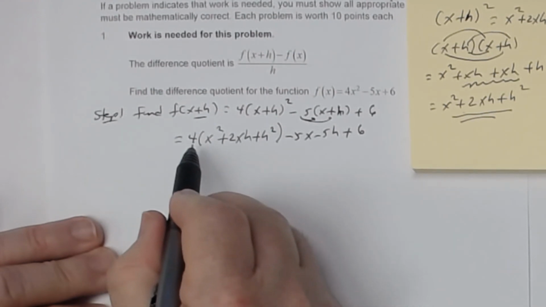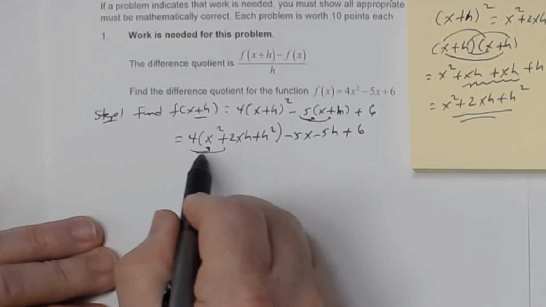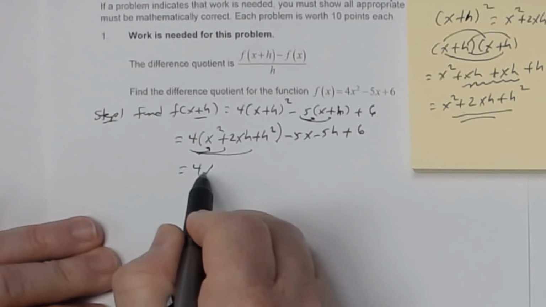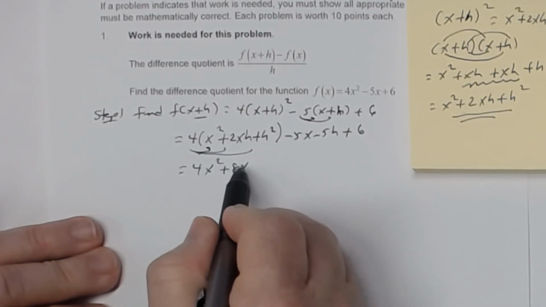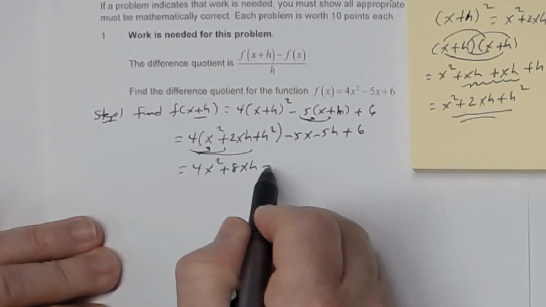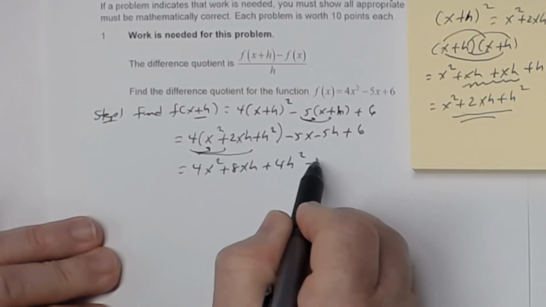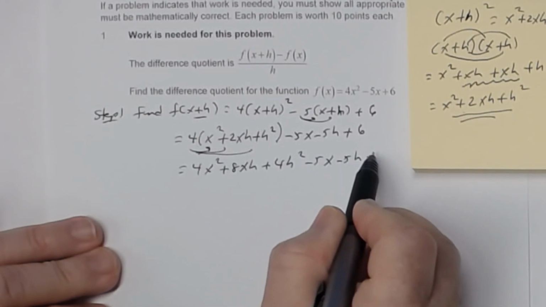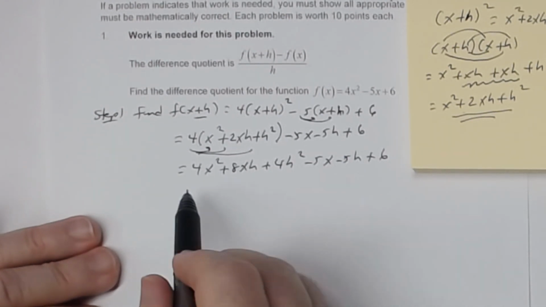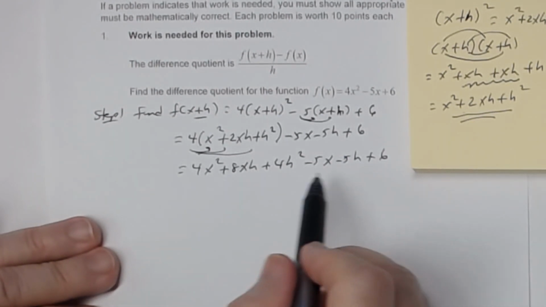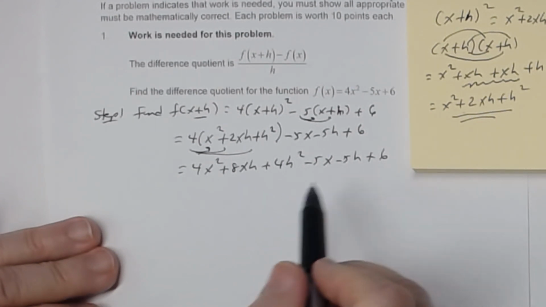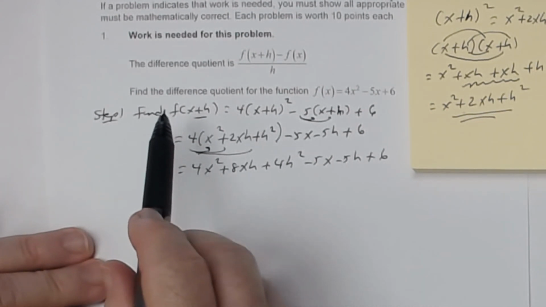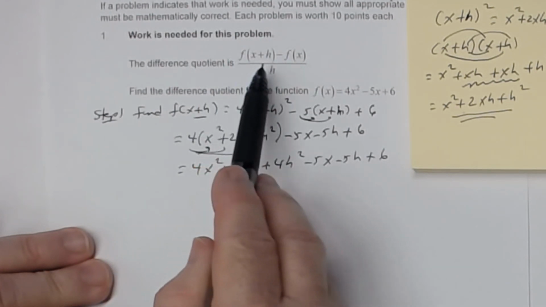All right, now distributing the 4, I can do that now. I get 4x squared. 4 times 2xh is 8xh. 4 times h squared is 4h squared, minus 5x minus 5h plus 6. All right, so we have this polynomial here, this expression, I should say, and there are no like terms. So let's now remember that what I found here was just this little part right here.